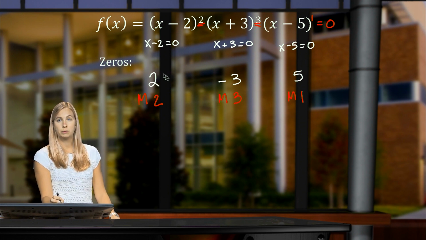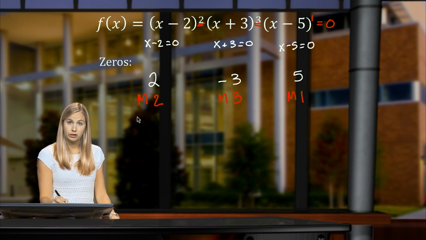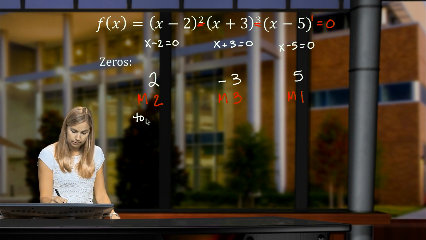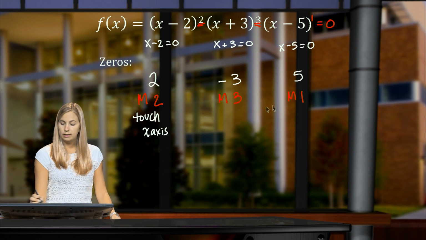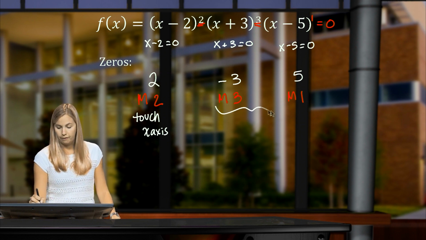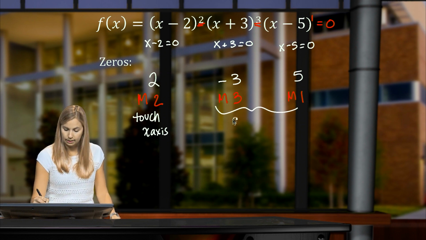Since this multiplicity is even, that means my graph is going to touch the x-axis. Since both of these are odd, my graph is going to cross the x-axis at those points.